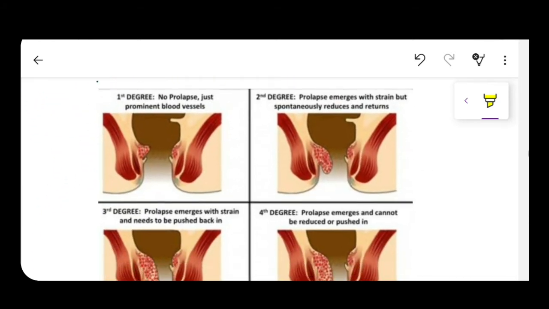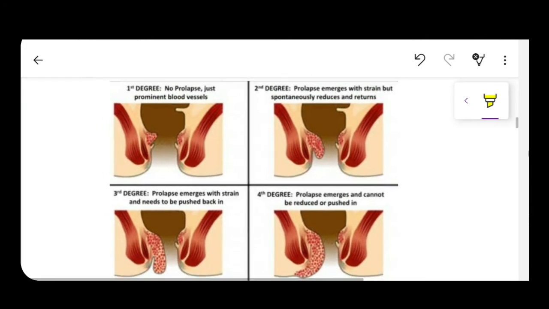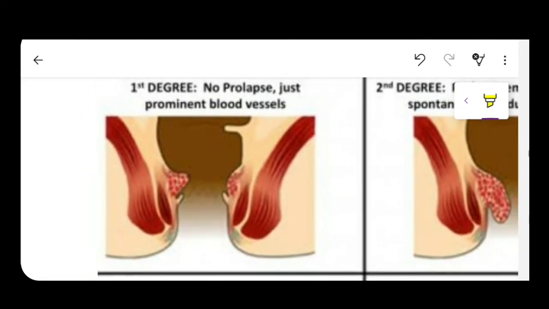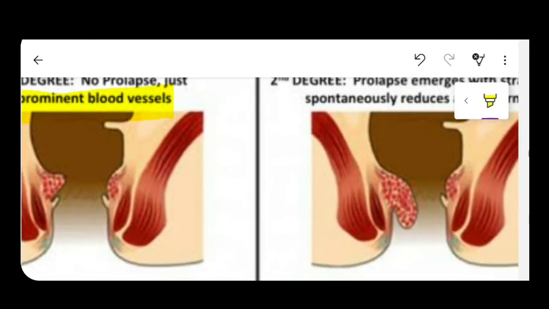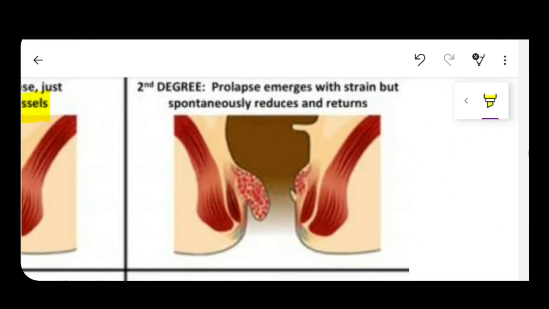It is a very important question guys. So now look at this image. First degree hemorrhoid is when there is no prolapse, only prominent blood vessels are seen. Second degree hemorrhoids are when there is a prolapse which reduces spontaneously without applying our finger. So the patient will tell you that it reduces spontaneously without applying his finger or anything. So this is a second degree prolapse.